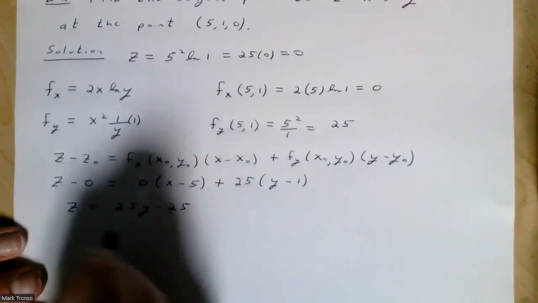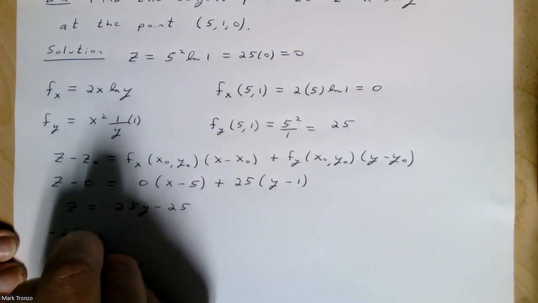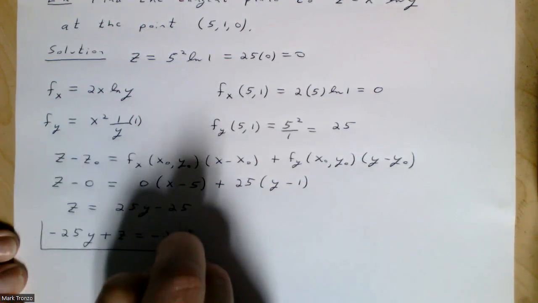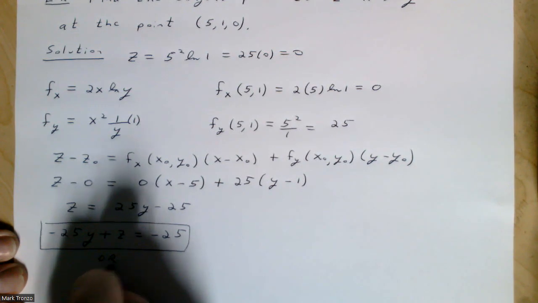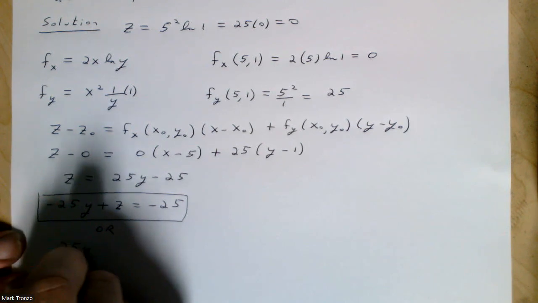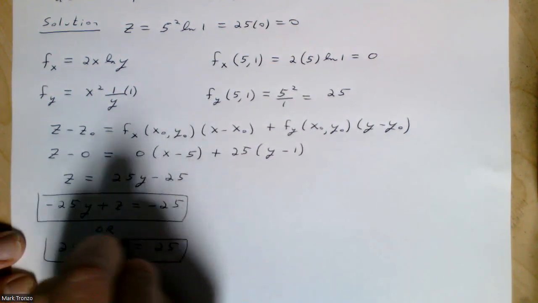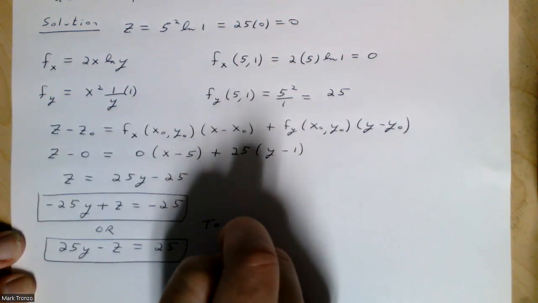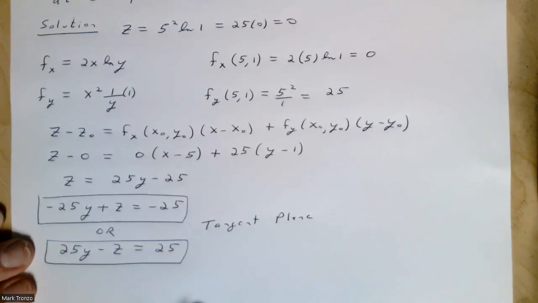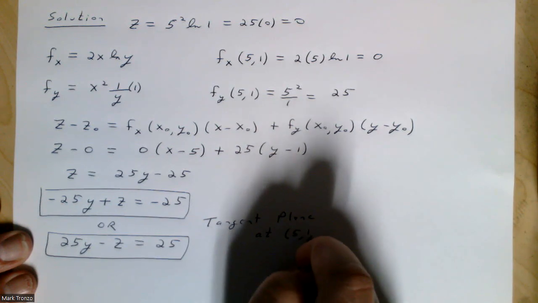Once again, you can bring all the variables onto one side. This is going to be 25y plus z equals minus 25. Or if you multiply by minus 1, you will have 25y minus z equals 25. Either of those represent the tangent plane. And of course, it's always a tangent plane at a specific point. Let me just write that down: at the point 5, 1, 0.